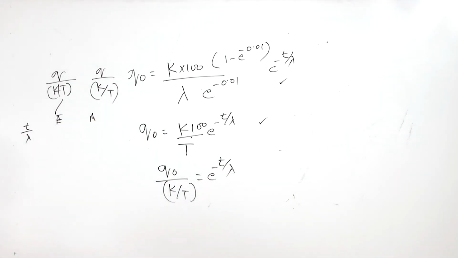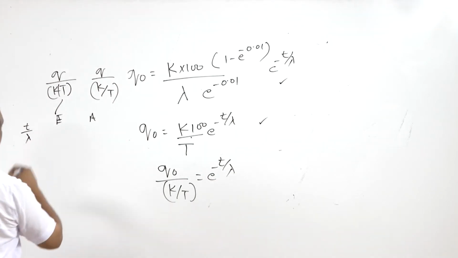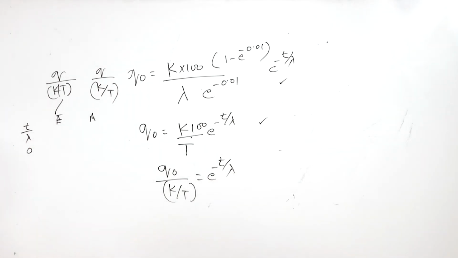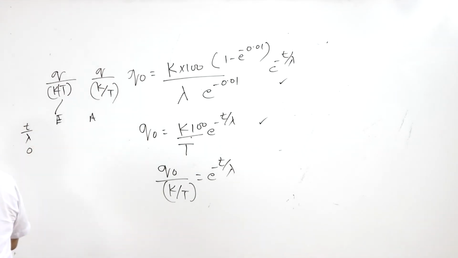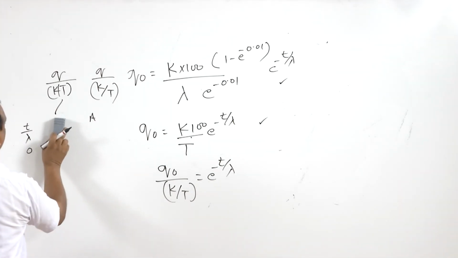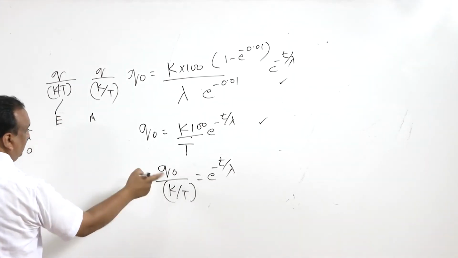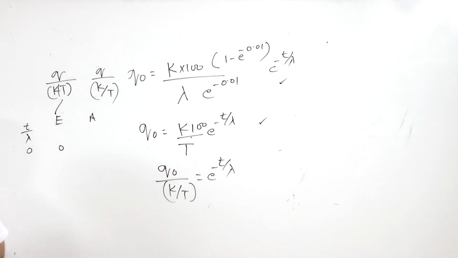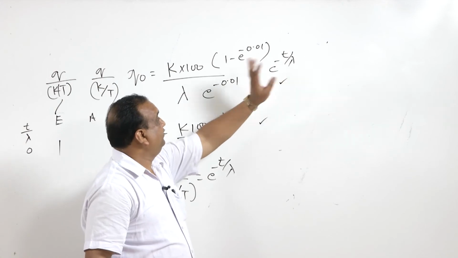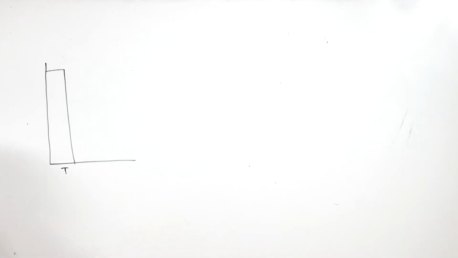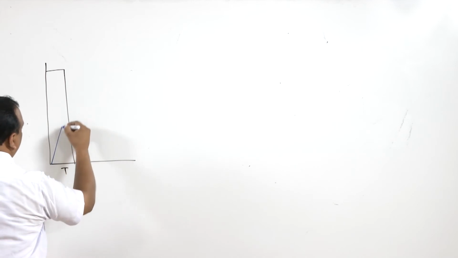So when t is equal to 0 or t by lambda is equal to 0, then in this case this is approximate and exact. This is the exact solution. So the exact solution is going to be what? 1. The exact solution is 1. When t by T is equal to this, the response of the system is going to be like this.